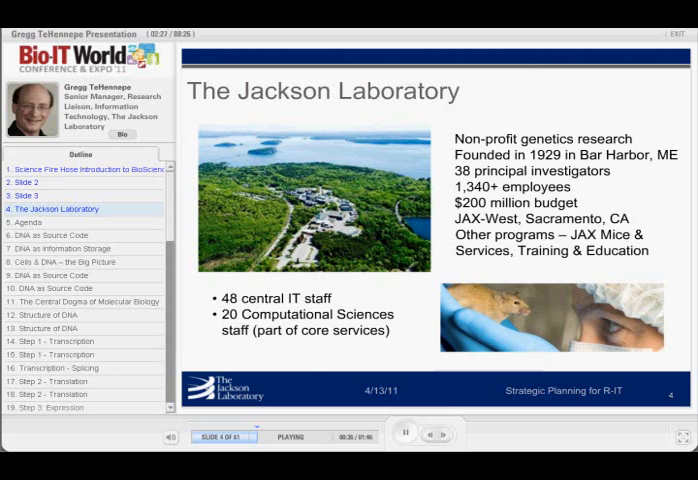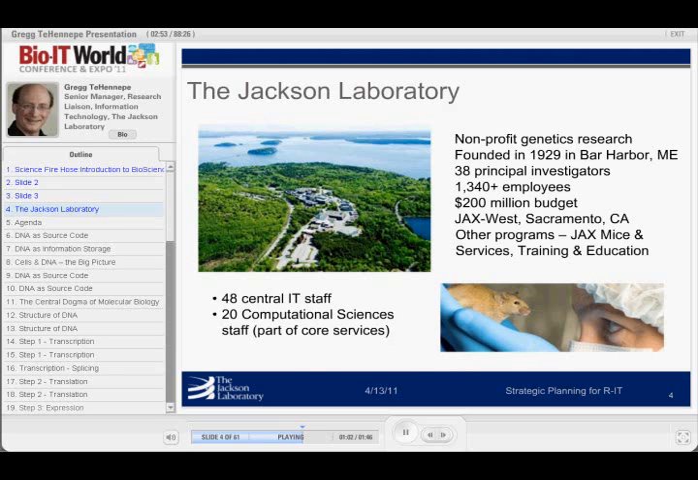And the lab is not just about research programs. Clearly the key focus of the lab is research programs, but we also are well known for our services to other researchers, primarily in the form of research mice. We're the gold standard for high-quality research mice. And the mouse is used as a really important platform in looking at genetics, the basis of genetics.